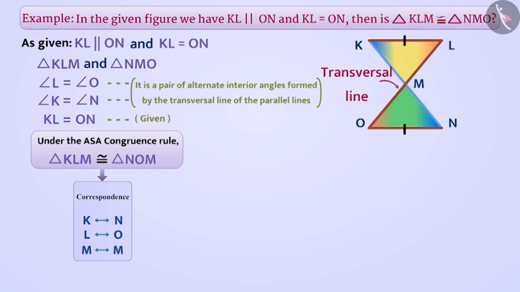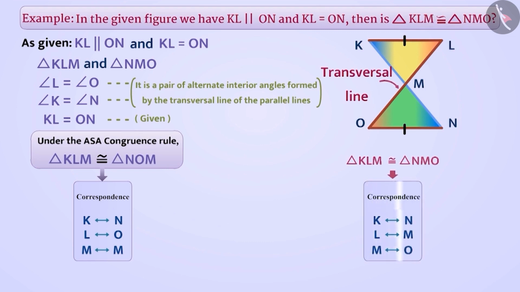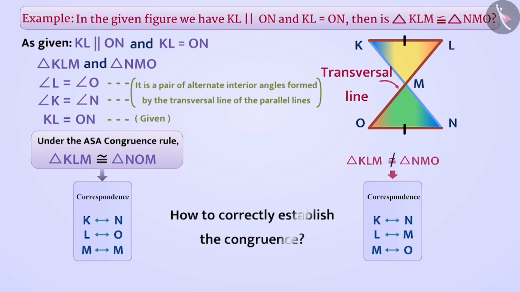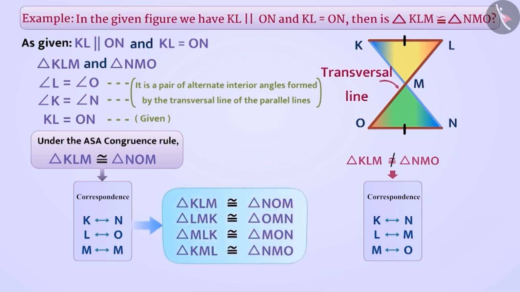But if we look at the given relation of congruence, it gives us the following correspondence. Here, the correspondence of both the conditions are not satisfied. Hence, triangle KLM is not congruent to triangle NMO. Can you tell us how we can write the correct relation of congruence? Think for a while. Absolutely right. We can write it in any of the following ways. In the same manner, try to establish the congruence in different ways.